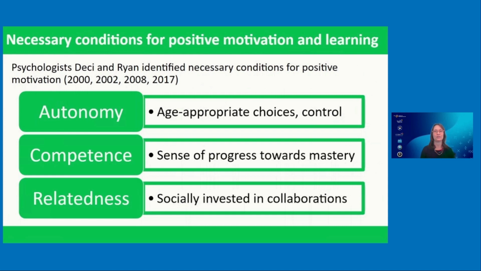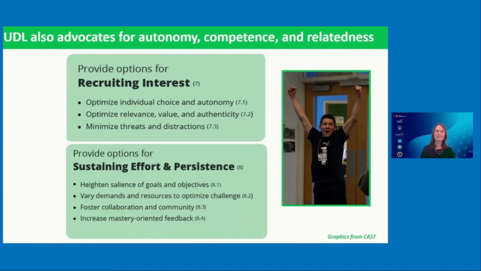This is all about giving students age-appropriate choices and control. The second idea is competence. This is all about giving students a sense of progress towards mastery. And the third is relatedness. This is all about getting students socially invested in their collaborations. Now, these words might sound familiar, and that's because UDL overlaps incredibly well with these ideas of autonomy, competence, and relatedness. From these graphics from the CAST website, we can see autonomy is called right out on its own bullet. We have bullets that are directly related to the ideas of fostering feelings of competence in our students.